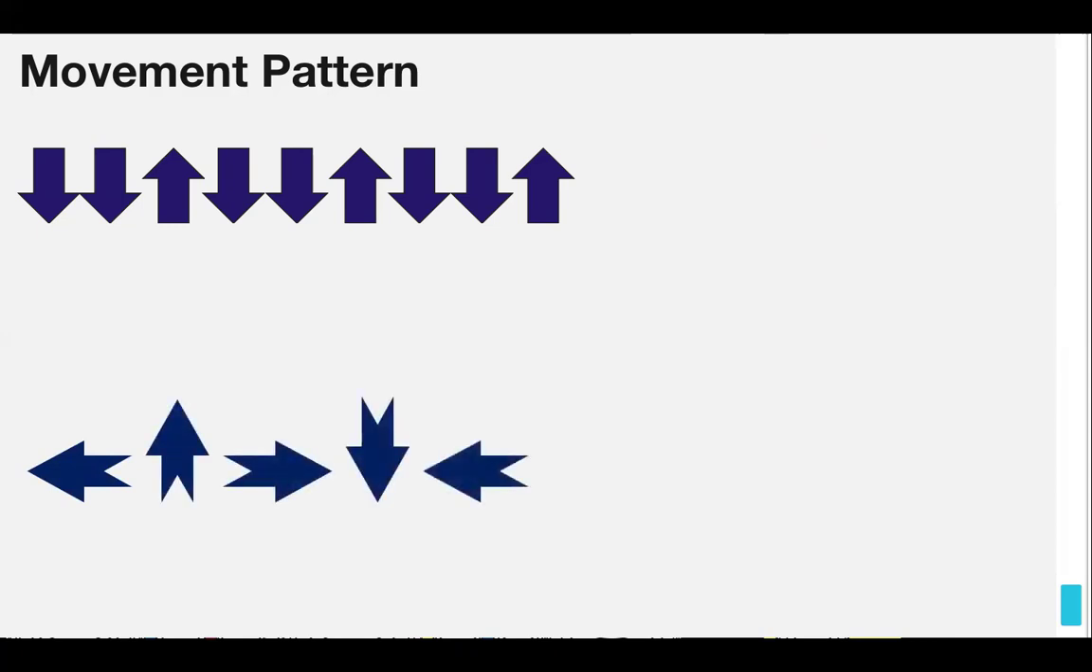Okay, so another example is if the arrow goes to the left, then up, then right, then down, then left, what's next? So up, right, and down. Okay, good.